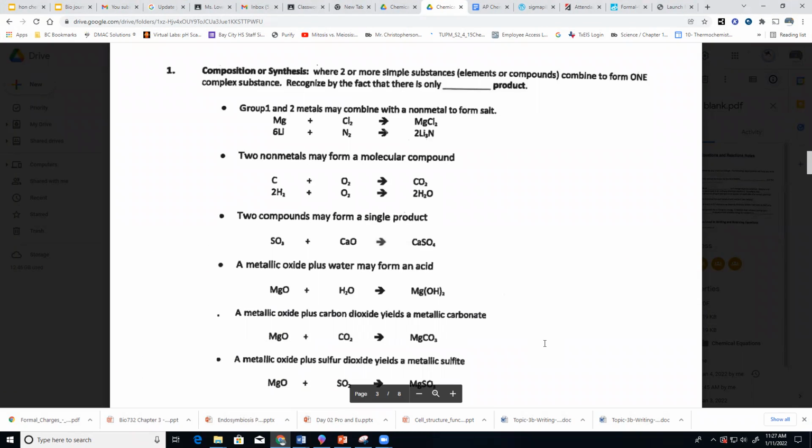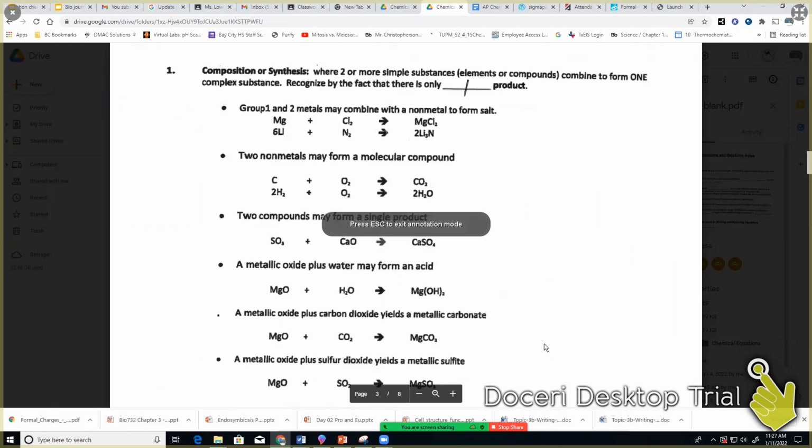So let's start with our composition or synthesis reactions. Like I said, on those, you start with 2 or more simpler substances, and they combine to give you just one product. I'm just going to number these because later on, when we do the practice, I'm going to refer back to it. These are different examples of how things combine.